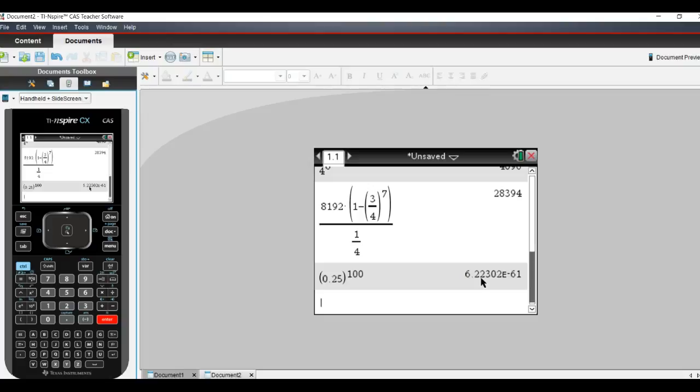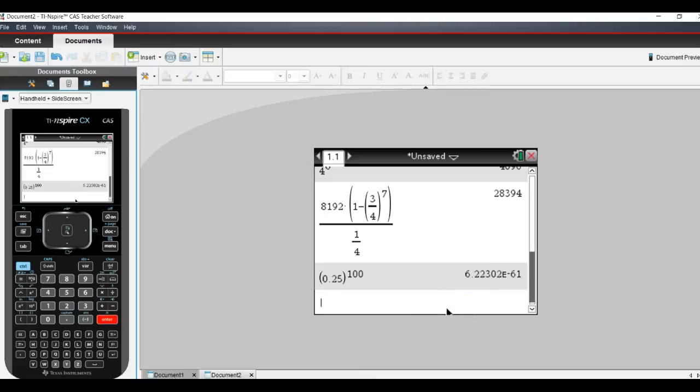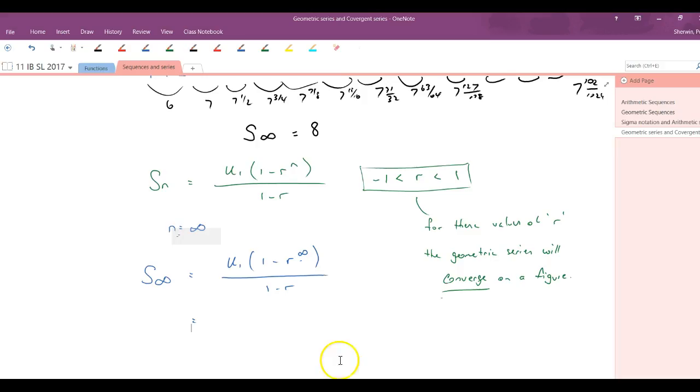That is immensely small, and that's just power 100. I could have gone 1,000 or 10,000. The point we're making here is that if you take a fraction to a large power, it goes to zero. That is as good as 0. It is so close to 0, it's not funny. It's such a small figure.